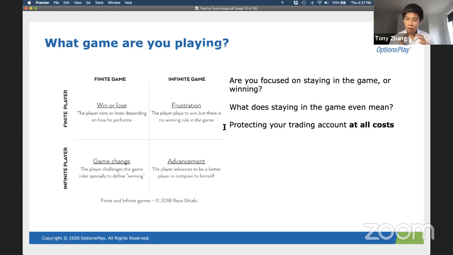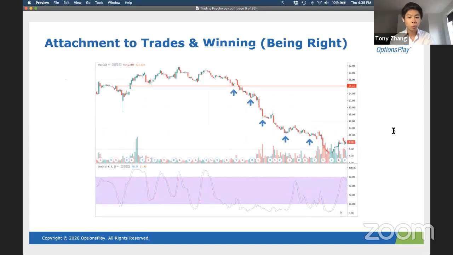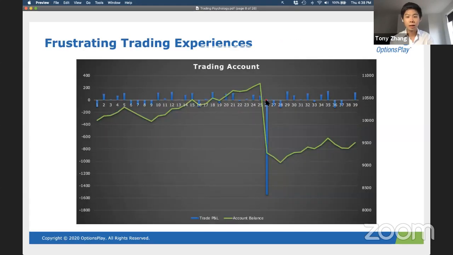So once you shift the way that you think, the shift that actually happens is fairly simple. What you do is, instead of thinking about what do I do to win, you ask yourself the question, what do I do to protect my trading account? Because that's the number one goal. The number one goal is not winning. The number one goal is to prevent account blowups like this. How do I prevent that?